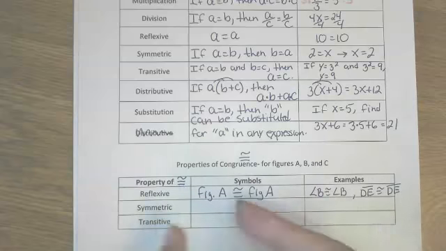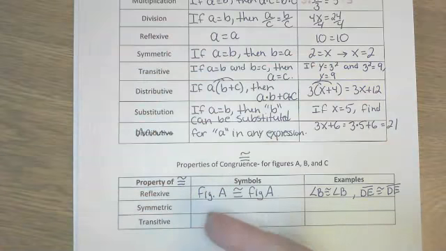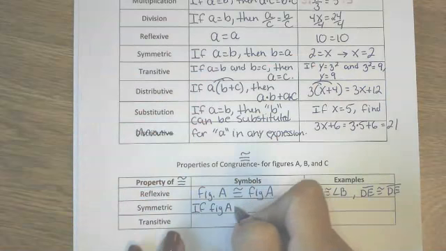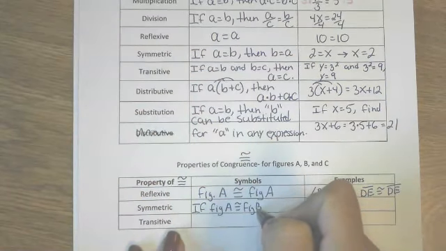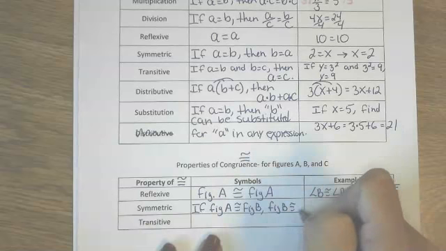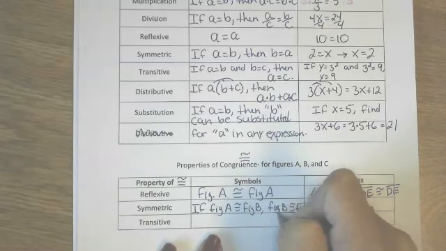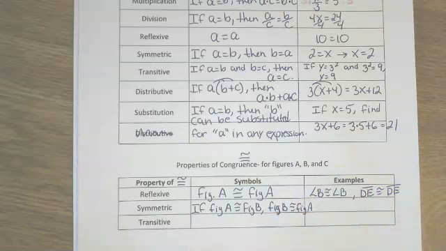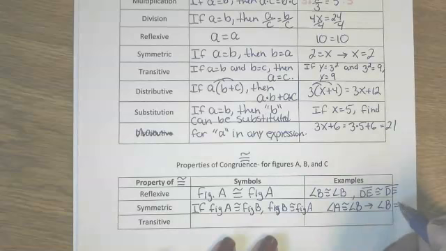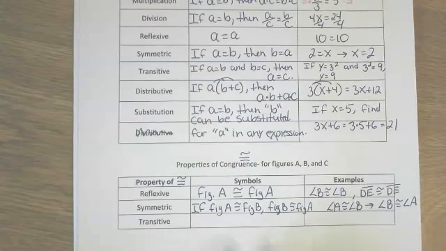Okay, symmetric property is where we switch sides of the equal sign up here. We're going to switch sides of the congruent sign here. So if figure A is congruent to figure B, then we can switch. Figure B is congruent to figure A. So an example of something we might be writing later on, if angle A happens to be congruent to angle B, then we can say angle B is congruent to angle A. Again, all kind of common sense stuff here.